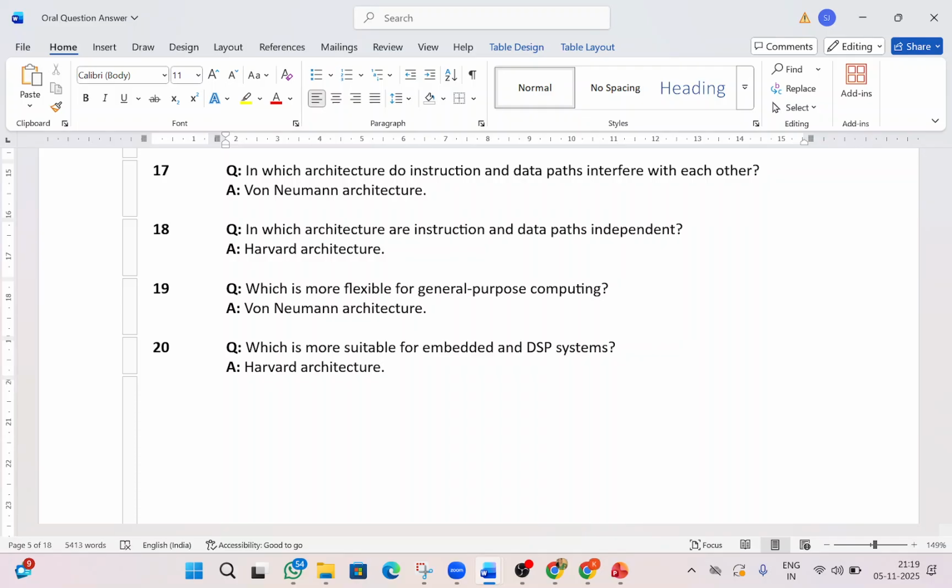Okay. Question number 20. This is the last question for this oral part number 2. Which is more suitable for embedded and DSP systems? That is the Harvard architecture. These systems need real-time speed and efficiency, which Harvard architecture provides through parallel access. Okay, this is the last question of the oral part 2.